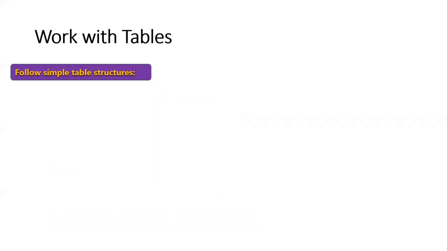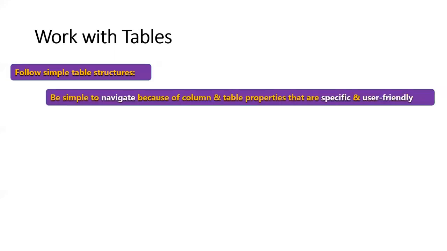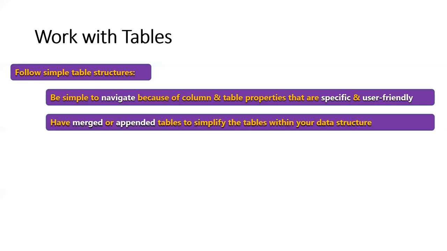Now, when we work with tables, because a data model consists of different tables only, apart from tables there will be nothing else. But tables are important, and we are going to work with the tables. The very first basic thing is whatever we are designing, it should be simple, because whenever it is simple, it makes things easy to navigate, because column and table properties are specific and user friendly.